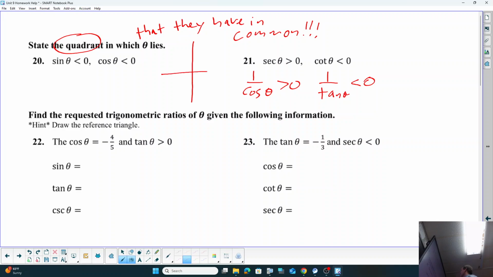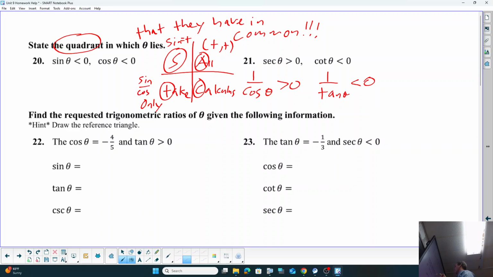Well, let's see here. All students take calculus. So that means that all of them are positive up here. Only sine is positive here. Down here, negative divided by negative is a positive. Sine over cosine is both negative, and so negative over a negative is a positive. So tangent is positive down there. And then only cosine is positive down here.